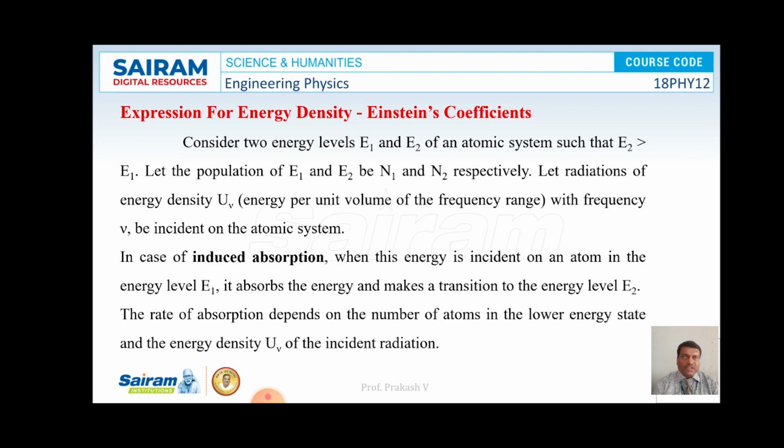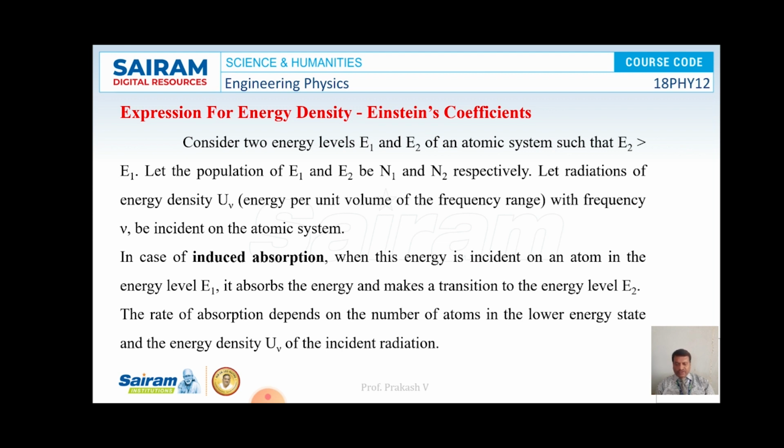So the expression for energy density: from Einstein's coefficients we are going to arrive at an expression for energy density of photon. Einstein proposed three constants of proportionality in order to explain transfer of energy during the interaction of radiation with matter. These constants are called Einstein's constants and are denoted as A21, B12 and B21.